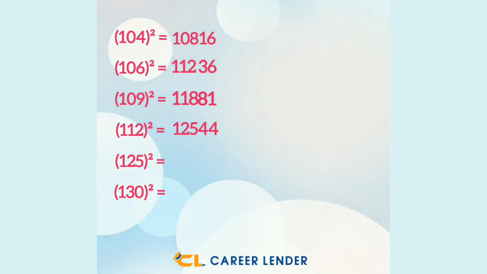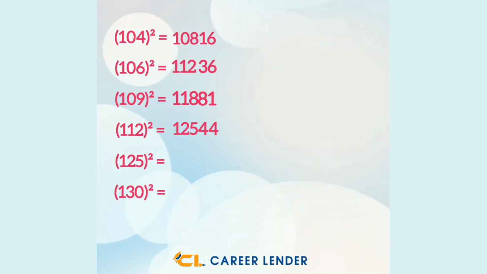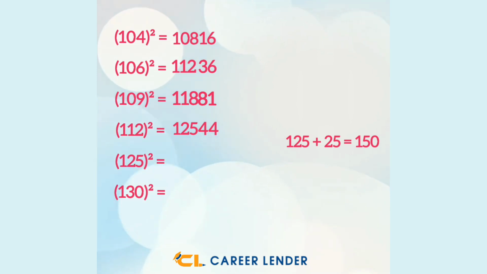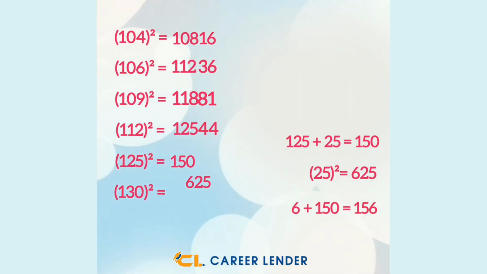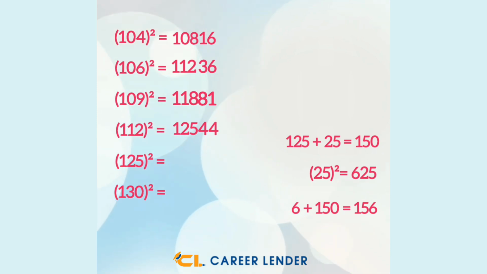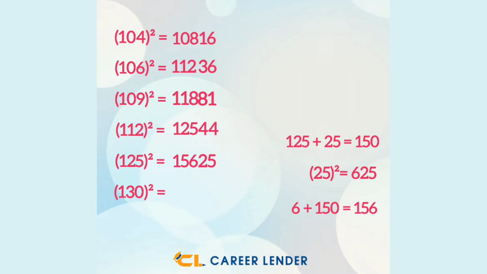12,544 is the answer. For 125 square, 125 added with 25 is 150. 25 square is 625. Adding 6 with 150, we get 156. And the remaining digits are 25.